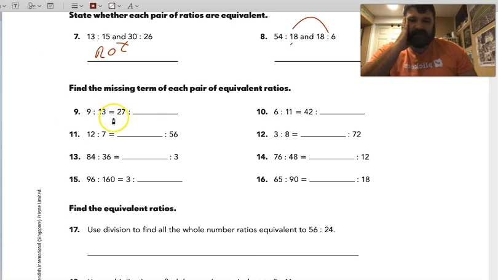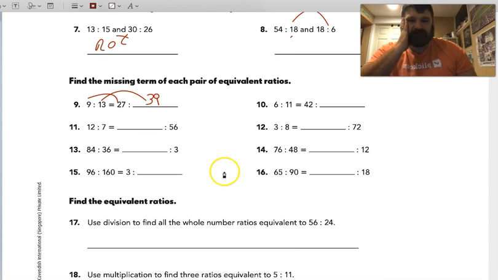Well, again, how does 9 turn into 27? That's our question. Well, 9 times 3. So what you do to one side, you do to the other. So that's times 3, so this would be times 3. So 13 times 3 would be, well, 39. Good job.